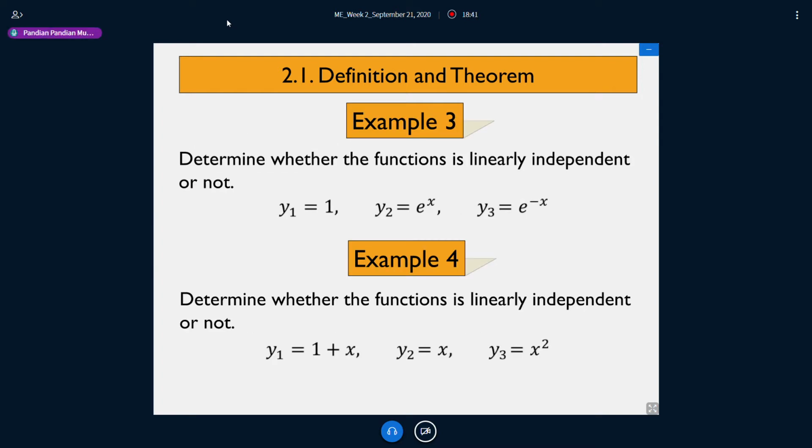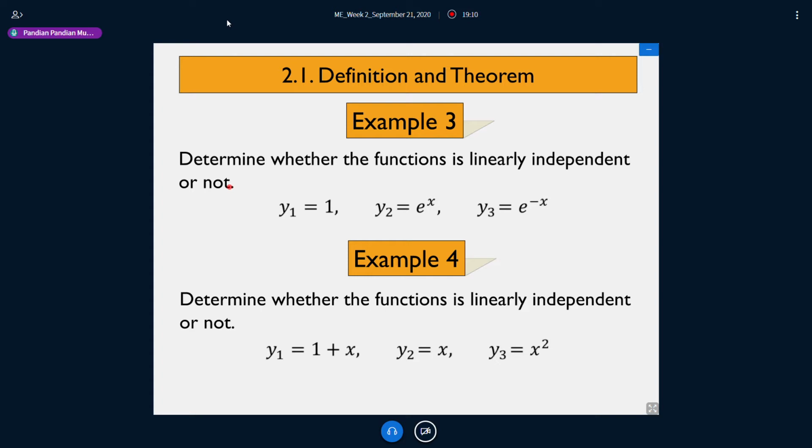Now, this is example 3, but no answer given. Example 4, both are, we can call them these two exercises. So you go home and try. Determine whether the functions are linearly independent or not. So you have two answers, either independent or dependent.